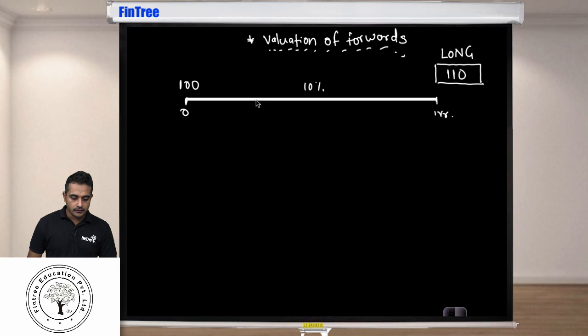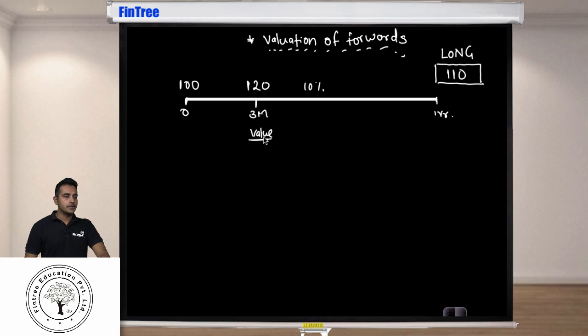Now after 3 months, the price of the underlying has become 120. And now we want to find out what is the value of the contract to long position. Now, without calculation, can you tell me if long is making profit or losses here? Is long making profit or losses? Are you sure? Because the price of the underlying has gone up. So long is making profit.